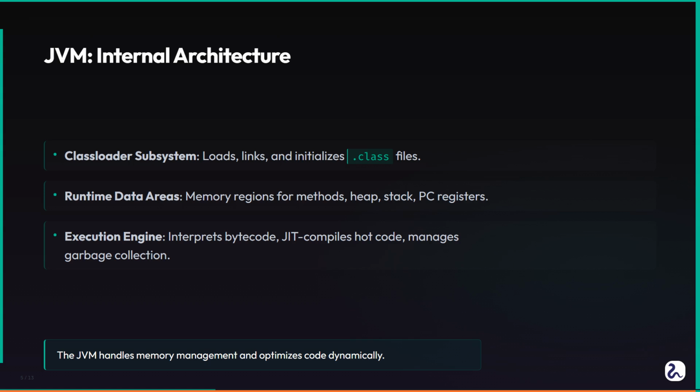It contains an interpreter, which executes bytecode instruction by instruction. More importantly, it houses the just-in-time, or JIT, compiler. The JIT observes your running code, identifies hotspots, methods that are frequently executed, and compiles those specific bytecode sequences into highly optimized native machine code on the fly.